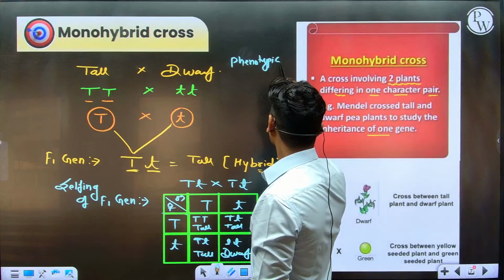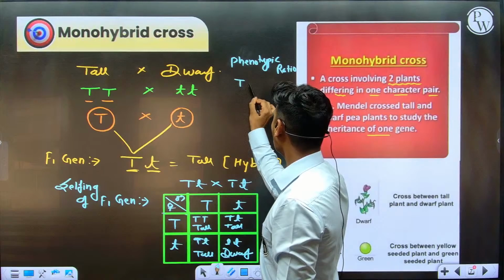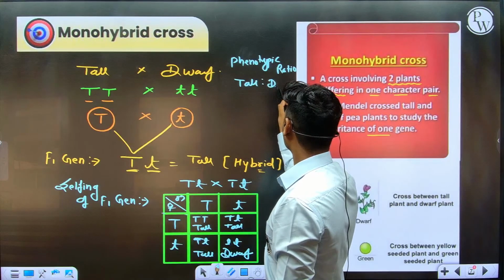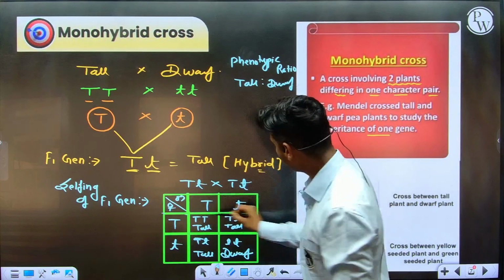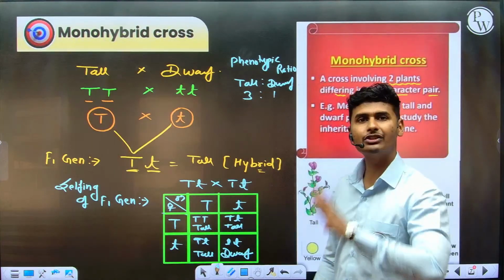Phenotypic ratio. What is the phenotypic ratio? It is tall is to dwarf. How many tall? 1, 2, 3 are tall. 3 is to 1. 1 is dwarf. Phenotypic ratio is 3 is to 1.